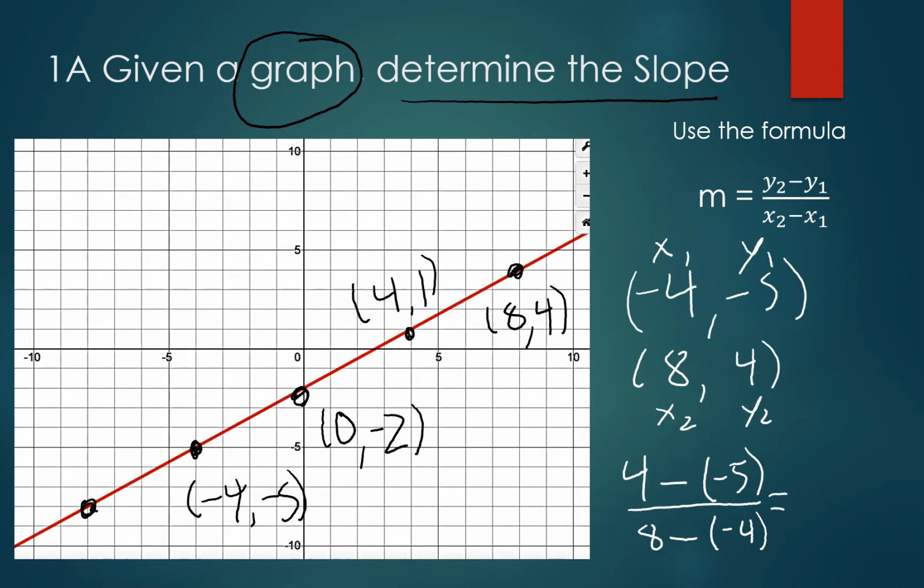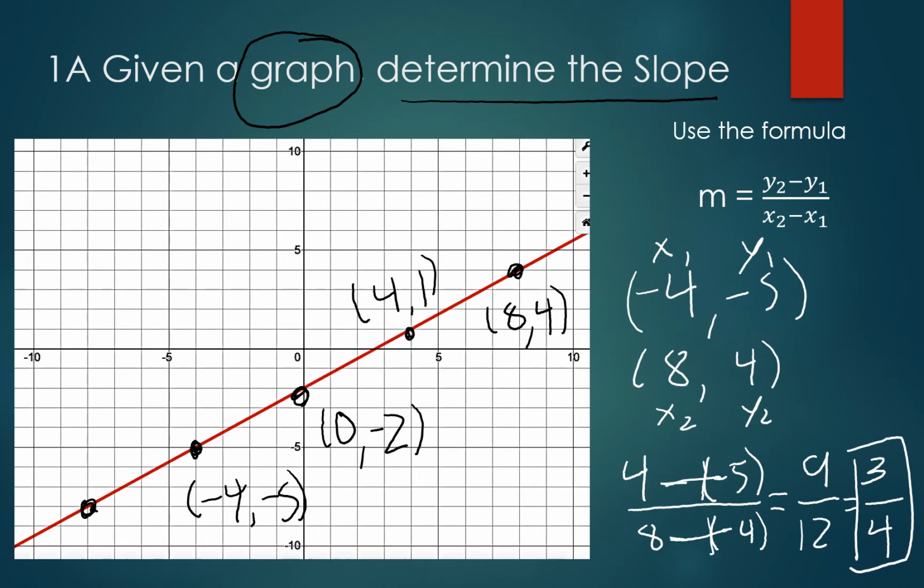Then you can put this in your calculator, or you could do it by hand. 4 minus -5 turns into a plus, because when you subtract a negative, you're adding. This gives you 9. And again, double negative, so minus a negative turns into a plus. This gives you 12. 9 over 12 simplifies to 3/4. And so now we have found our slope using the slope formula.